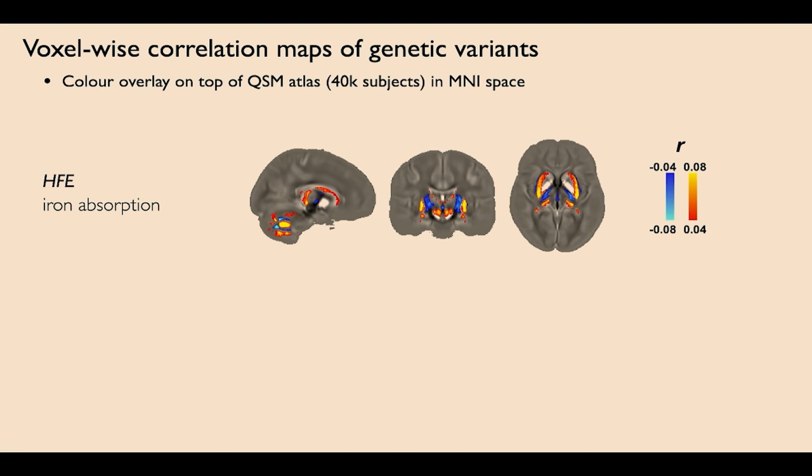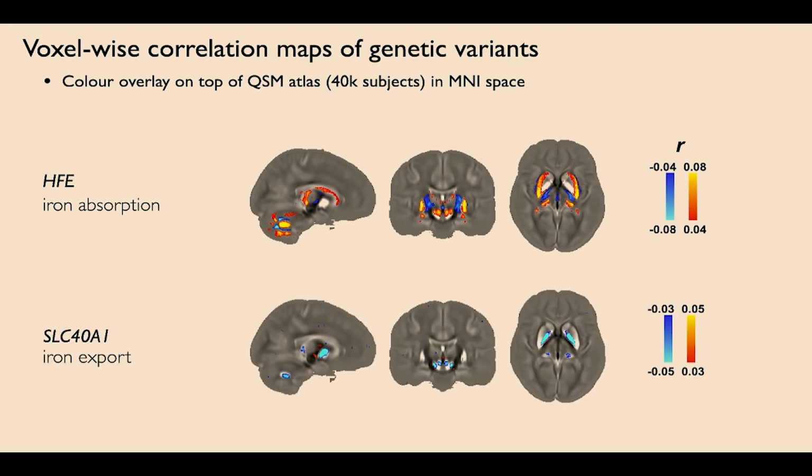R values are plotted as a color overlay here on top of group averaged QSM maps in MNI space. Yellow-red indicates positive R and blue indicates negative R. We can see the associations are mostly in subcortical regions, including putamen, subregions of thalamus and substantia nigra, but also in regions that are not captured by our ROI, for instance, the red nucleus and regions in the cerebellum, for instance, the dentate nucleus. And most of these associations are positive.